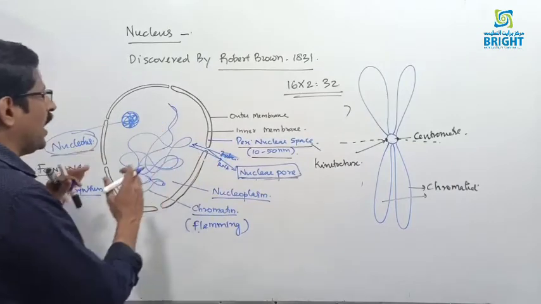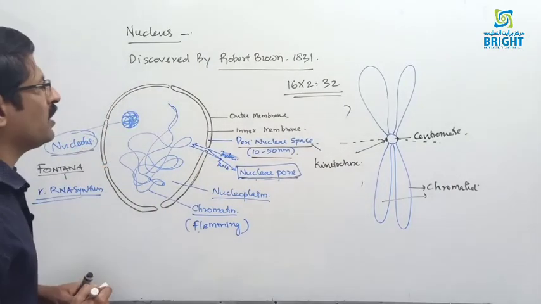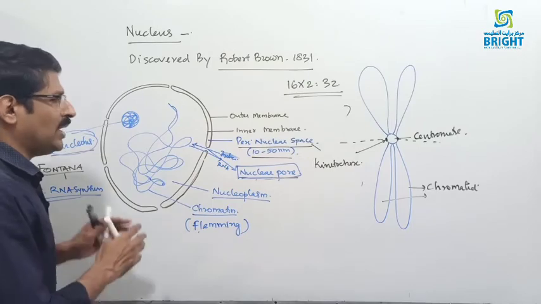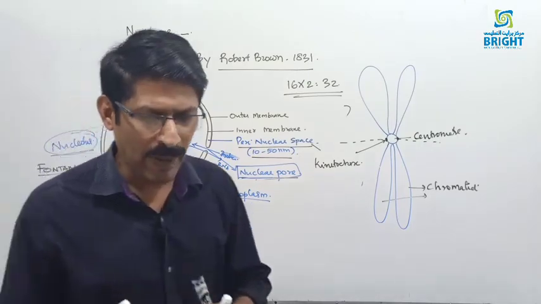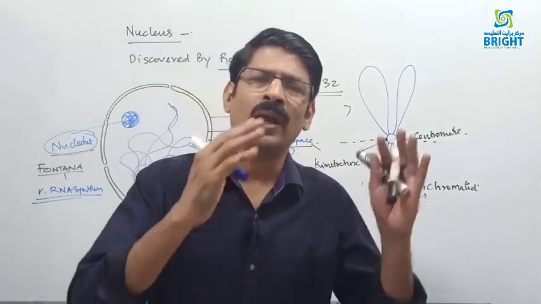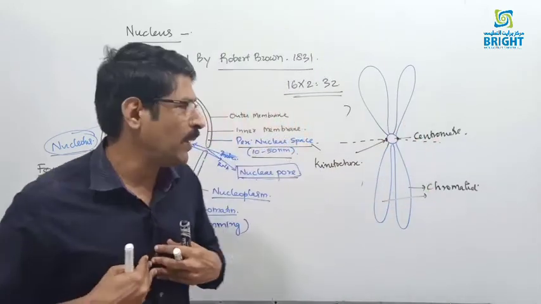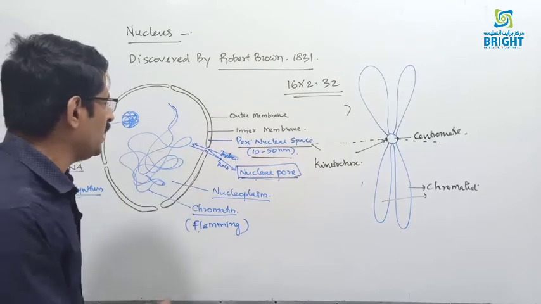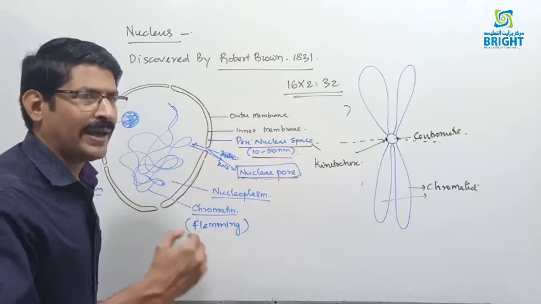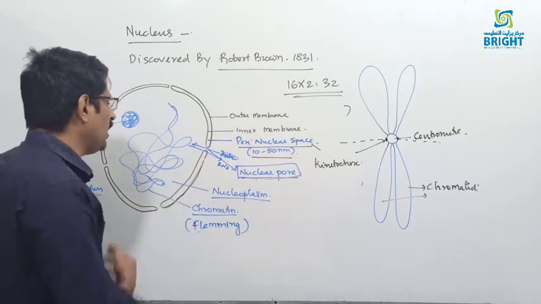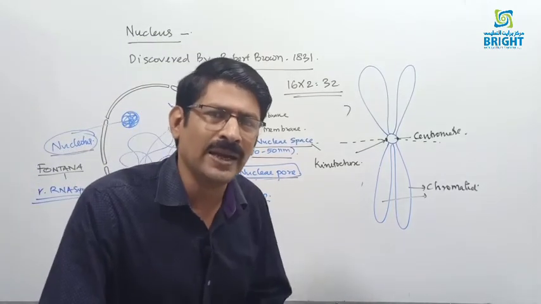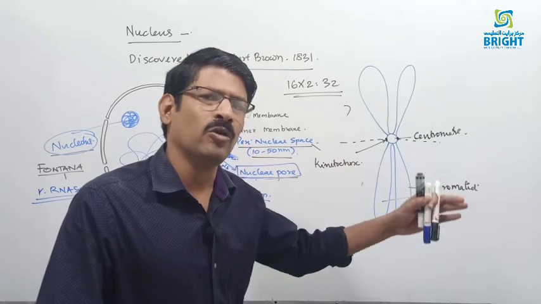So what is a eukaryotic nucleus? The eukaryotic nucleus was discovered by Robert Brown in 1831, and it has two membranes, outer and inner. In between the outer and inner membrane there is a space called the perinuclear space, which is about 10 to 50 nanometers. The nuclear pore is a bidirectional path for RNA and protein, and the nucleoplasm is a fluid matrix of the nucleus, and it has chromatin and also nucleolus.